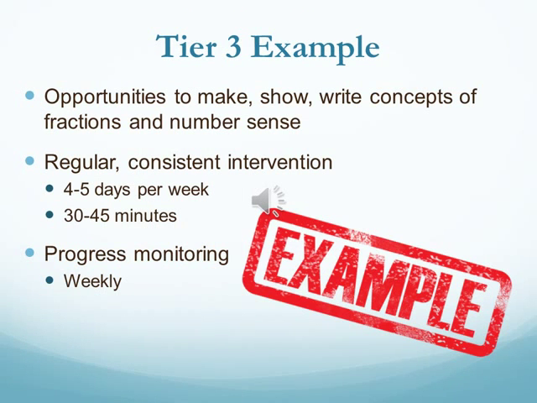This is an example of a Tier 3 situation, providing opportunities to make, show, and write number concepts utilizing the CRA approach. Regular, consistent intervention should be in place, in addition to and aligned with core instruction. For example, the individual student or few students that have the same targeted skill need are receiving Tier 3 supports for fractions as well as number sense.